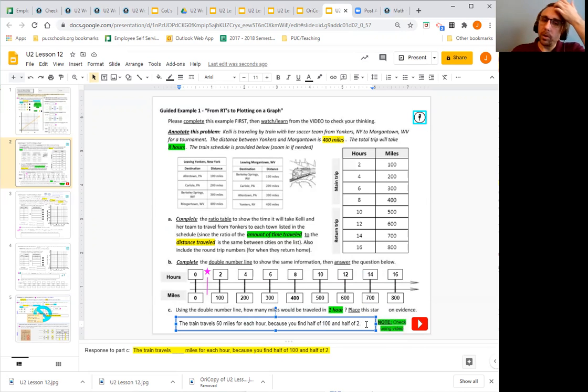All right, so I look forward to continuing this example in class. We'll do the rest of this work together.